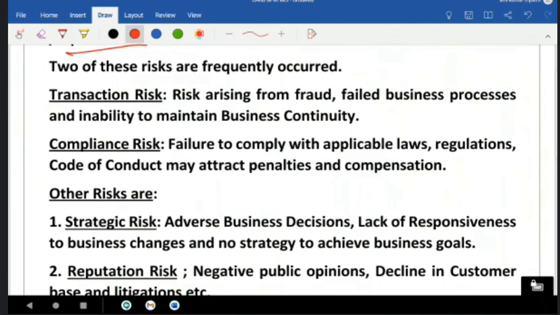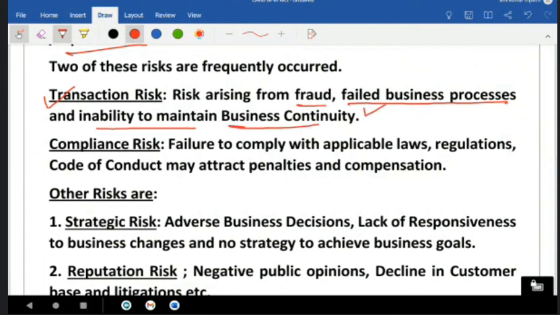And every day we carry out a transaction, risk, है ना? Sometimes we commit a mistake. So risk arising from fraud, failed business procedure, है ना? And inability to maintain business continuity, है ना? It's called transaction risk, है ना?